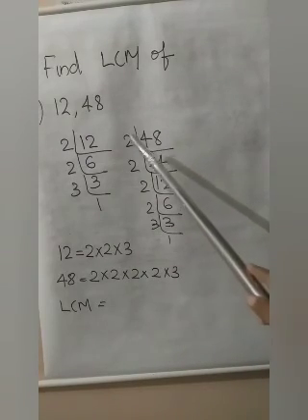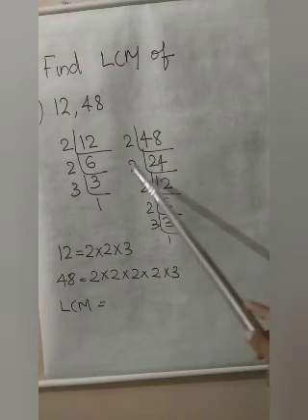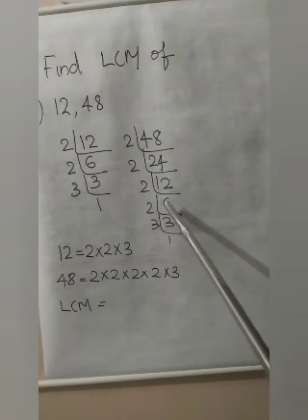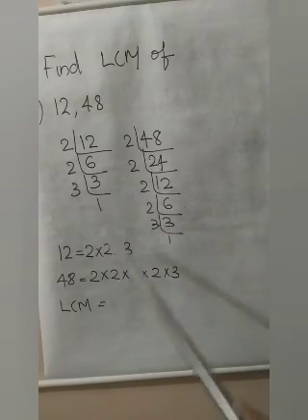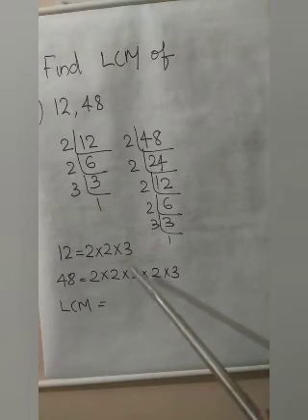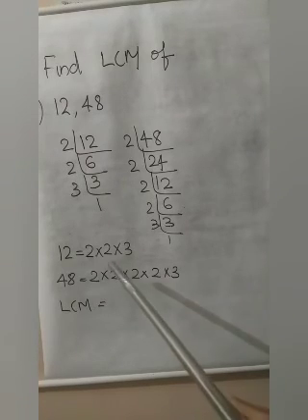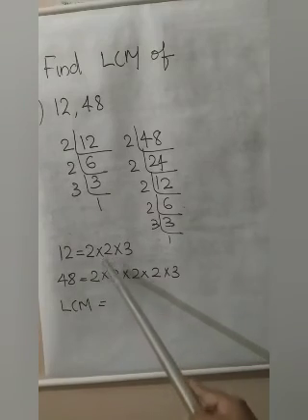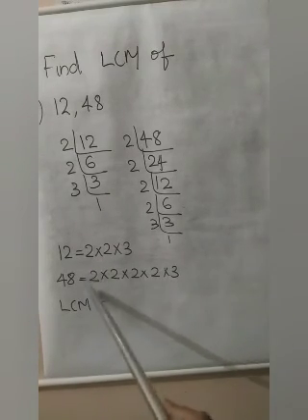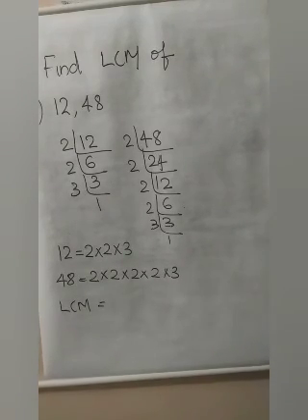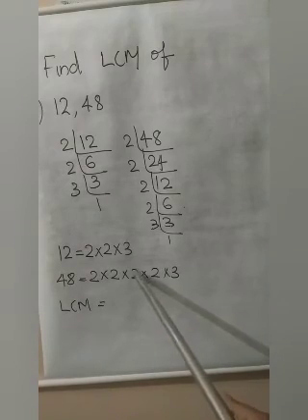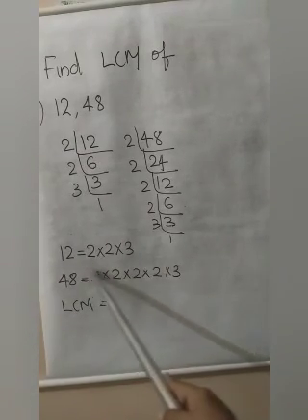Again 48. Again starting with 2, 24, 2, 12. Again 2, 6, 3, 3, 3. So what is the prime factorization? 2 into 2 into 2 into 2 into 3. Now how will you find the LCM? First compare the factors of both numbers. Here 2 how many times? 2 times. And here how many times? 4 times. So which one will we take? The one coming more. Which is more? Here. So take 4 times 2.